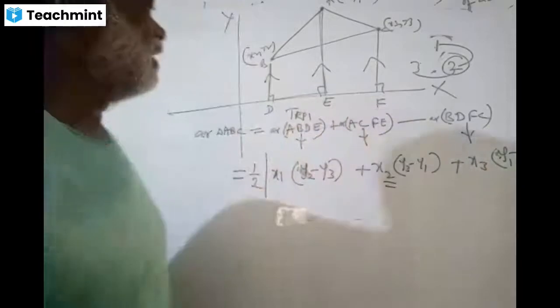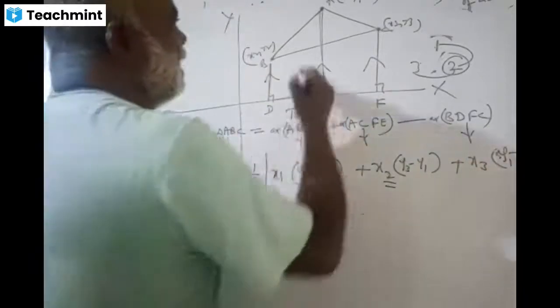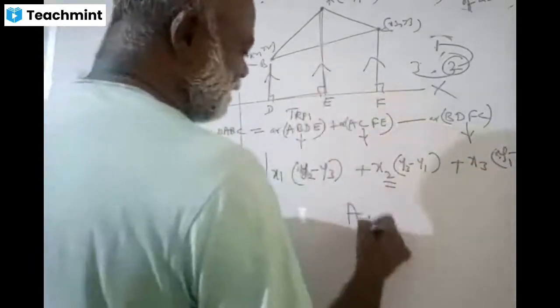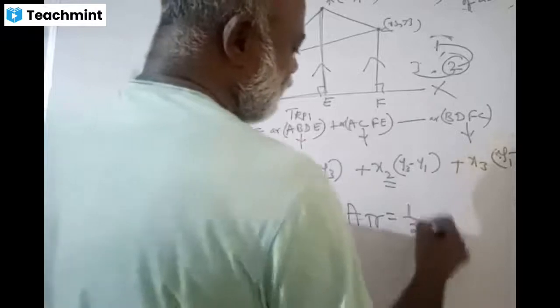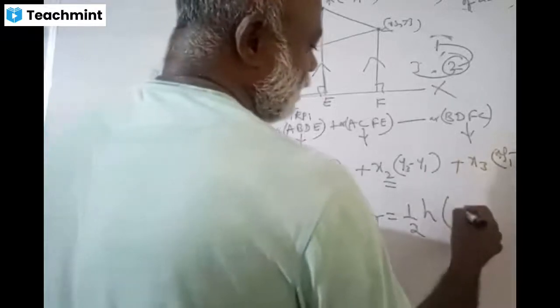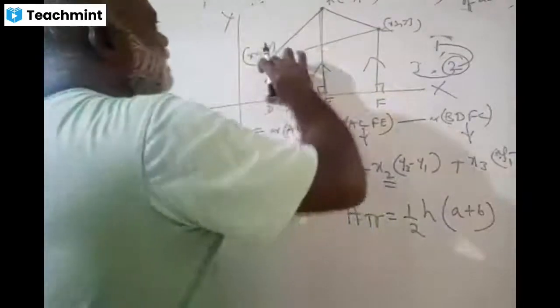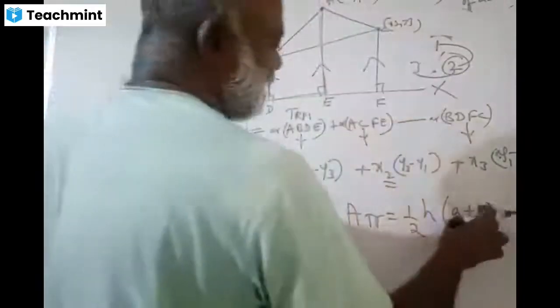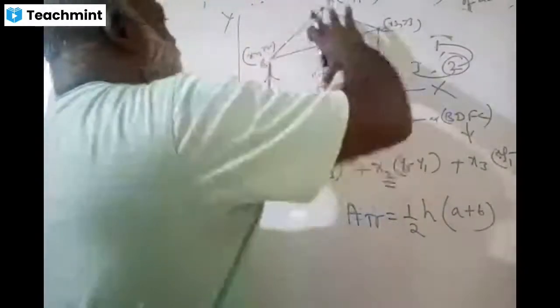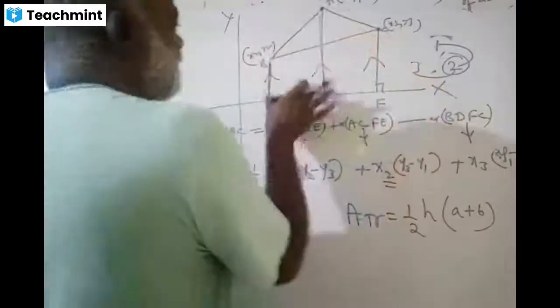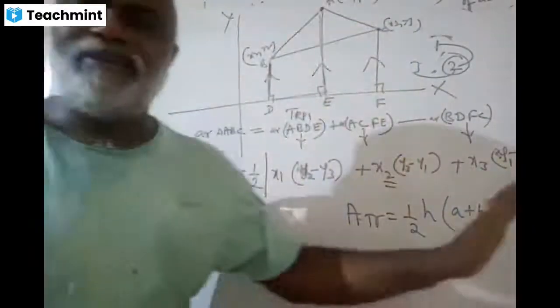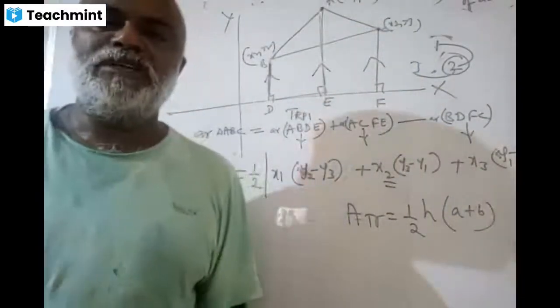Yes. Okay. So, area of a trapezium formula is there. What is the area of a trapezium formula? Half into height into a plus b. a and b are the parallel sides, the sum of the parallel sides. This one parallel side, this one parallel side. If I take this trapezium, such a beautiful derivation is there, please.